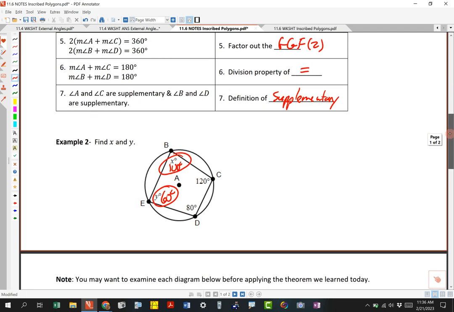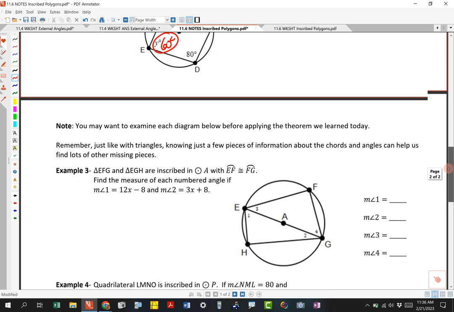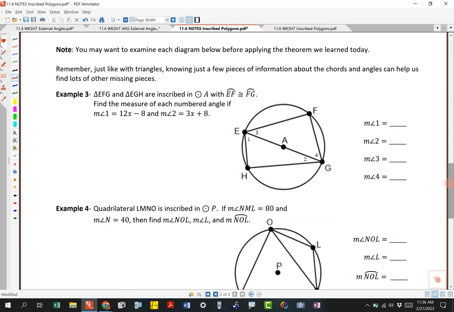Okay, pretty easy, right? Okay, flip the page over. We've got a couple problems that we're going to run through. Now, remember, if you know a little bit about chords and angles and arcs and inscribed polygons and circumscribed circles and stuff like that, you can take one tiny piece of information and you can figure out a whole bunch of stuff. So it might be good, rather than just looking at it and saying, hey, how can I apply this theorem, could you figure something out that you already know?